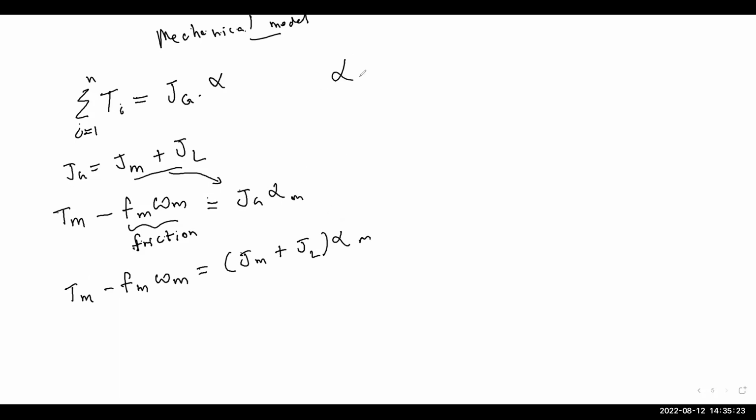So alpha m we know is equal to d omega m over dt, because we don't want to add another variable inside. So we'll write this in terms of velocity, removing alpha, as d omega m over dt.